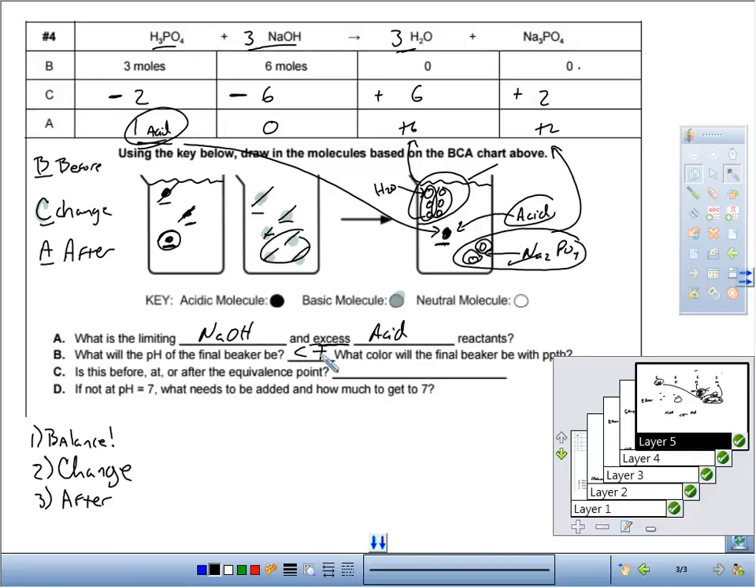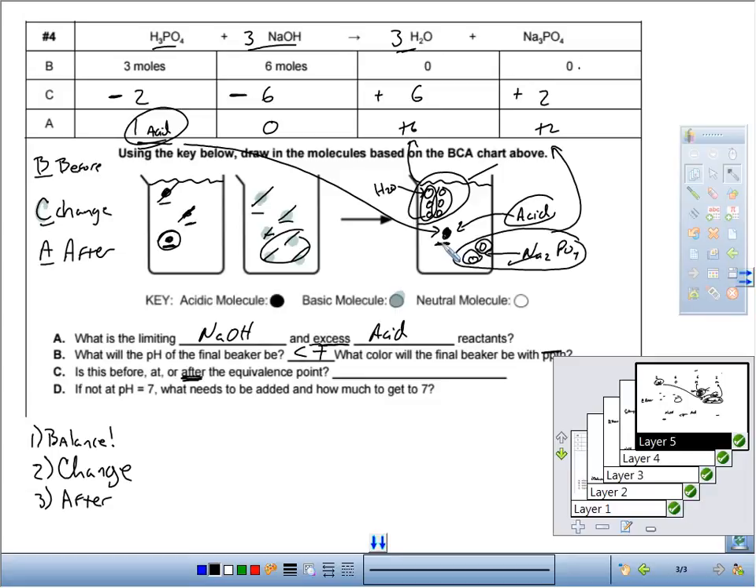Don't worry about this one, but if I had phenolphthalein for the indicator, that one you don't have to answer because some people use that and some people didn't. Is this before, at, or after the equivalence point? Essentially, this is what we're trying to show here. This is after it goes neutral, but then we have more acid. And then we figured out what the pH was because we said, look, it's going to end up being acidic because I have leftover acid.